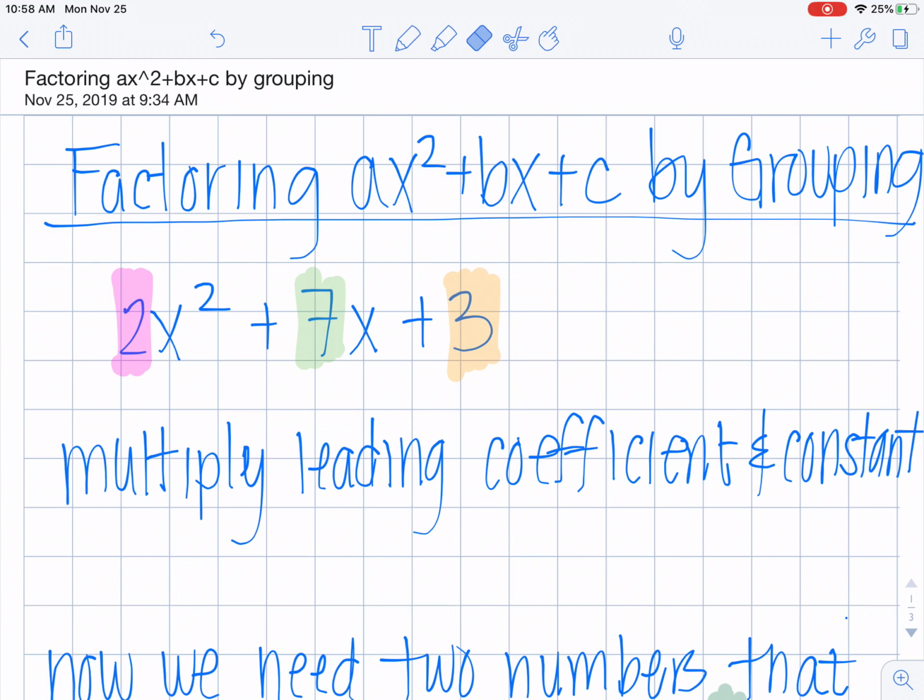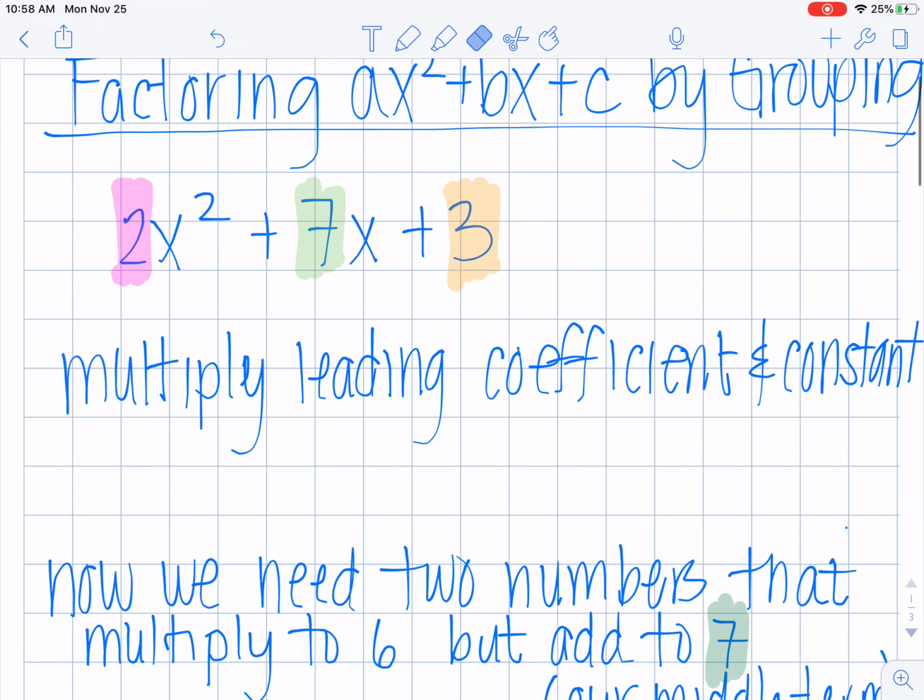Okay, so this lesson is going to talk about factoring a quadratic ax squared plus bx plus c by grouping, where your a value, your leading coefficient, is not equal to 1. So we cannot use the same method that we did before, so what we're going to do is learn a new method, how to factor by grouping. So we're going to do this by example. Take a look at my first example.